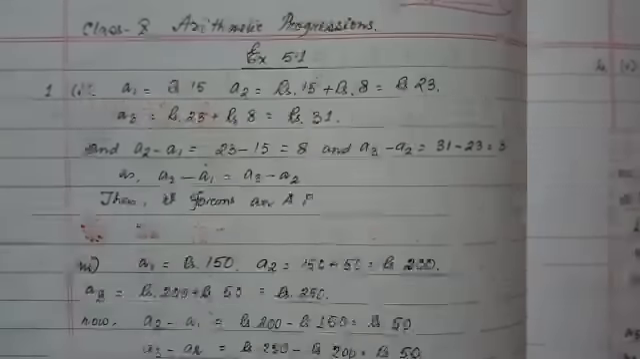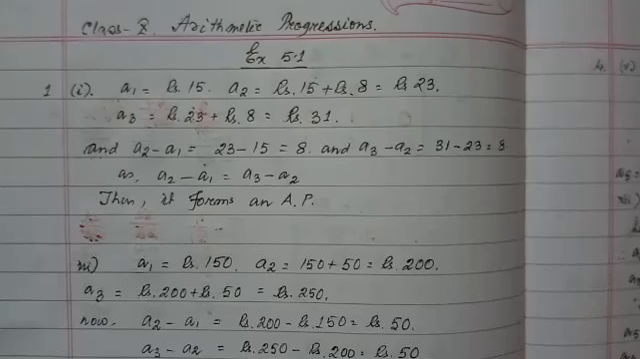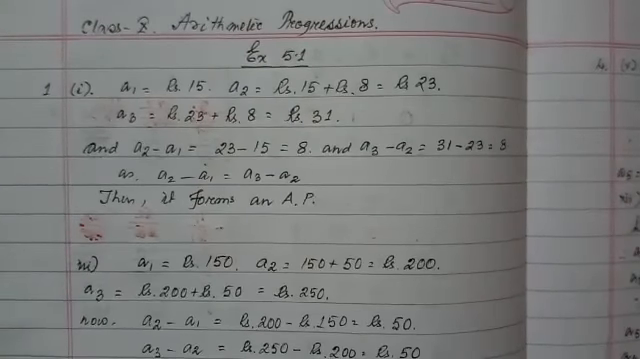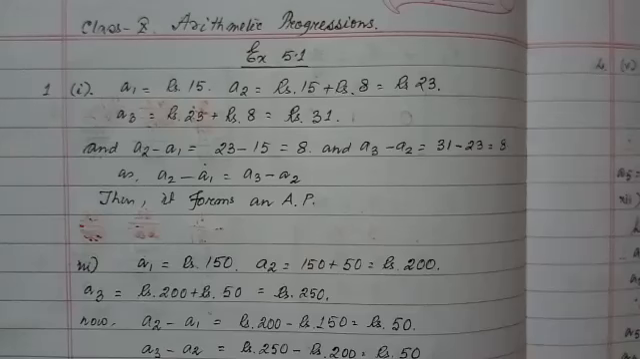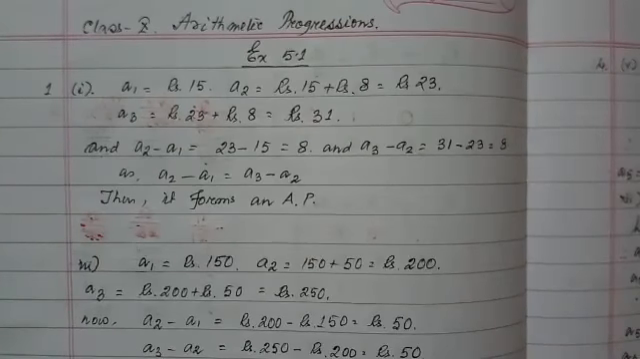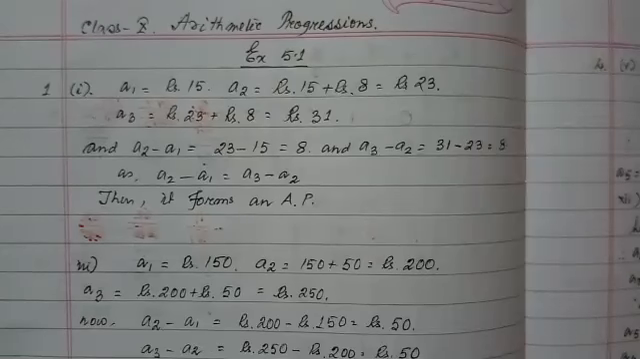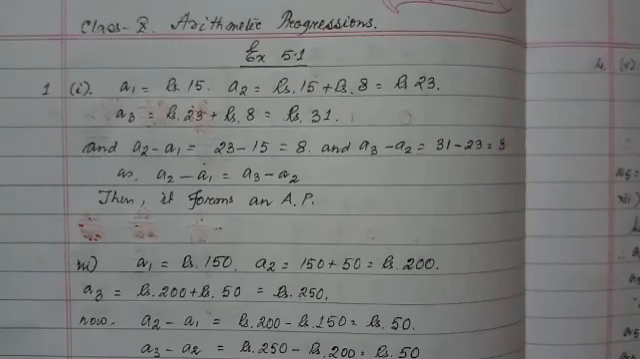Okay students, in this video I am going to give you the solutions of arithmetic progression for class 10 textbook exercises 5.1 and 5.2. Some of the sums, not all, few important sums. Now sum sub 1 of 1.